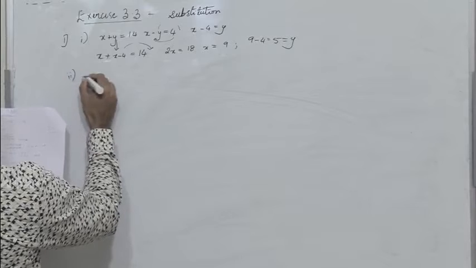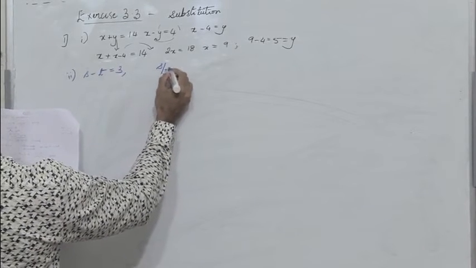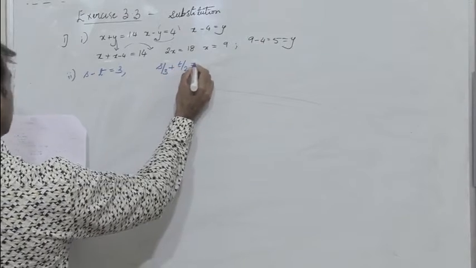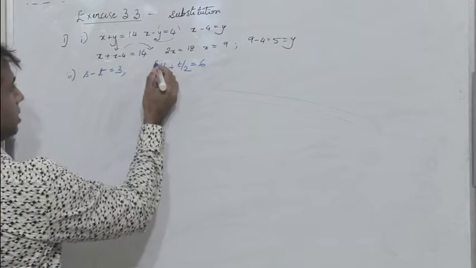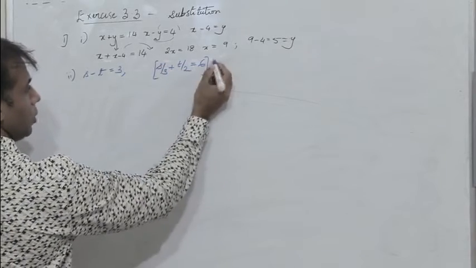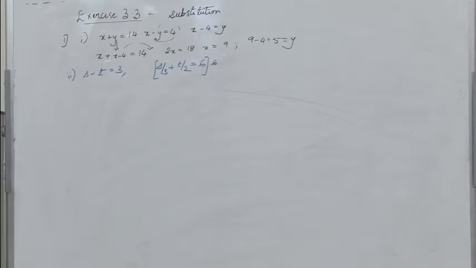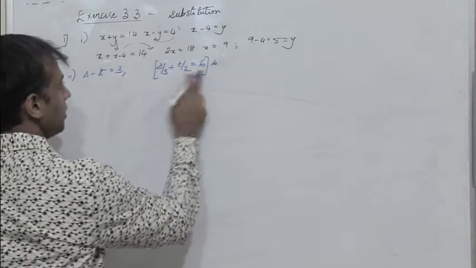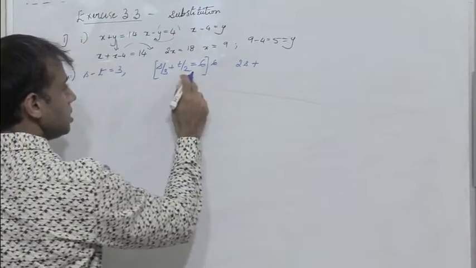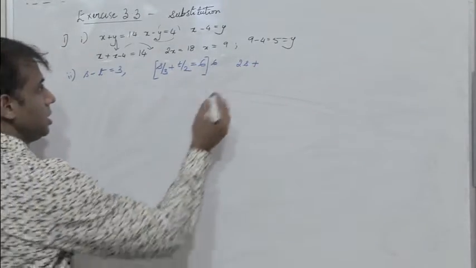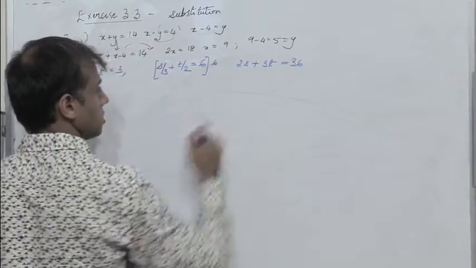So problem 2: s minus t equals 3 and we have s by 3 plus t by 2 equals 6. So now let me multiply this entire equation by 6 so that I don't have 3 and 2 in the denominator. So we have 6 by 3, which is 2, so I get 2s, plus 6 by 2 is 3, so I get 3t, equals 6 into 6 is 36.